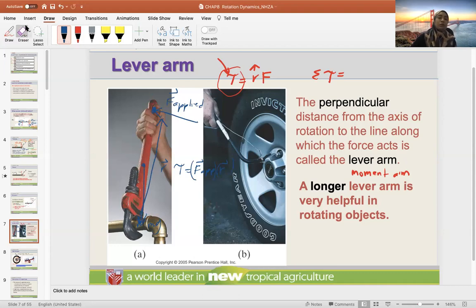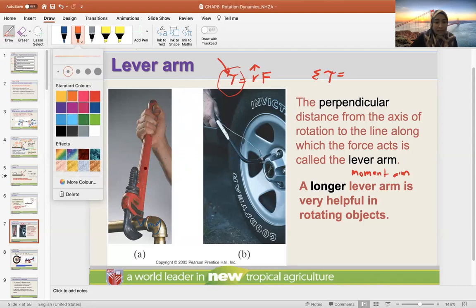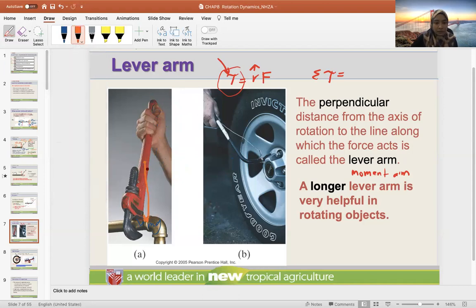However, if I ask you what is the net torque of this object, then you have to consider all the forces acting. So this one. So now you have to resolve it to become perpendicular. Mg, that is perpendicular. So this is mg, right? You have to know what the angle is, and applied force.